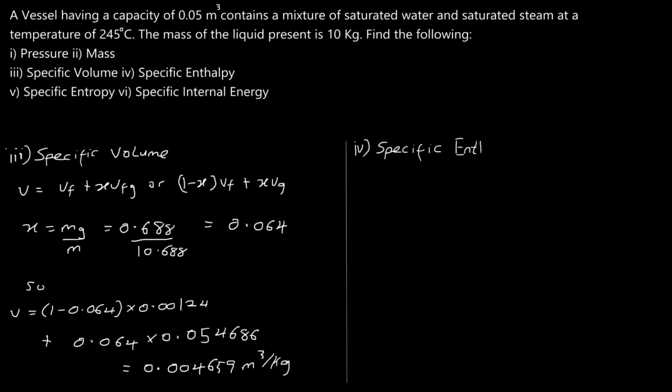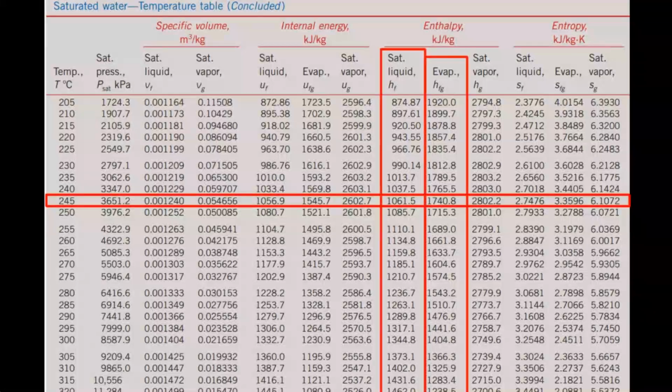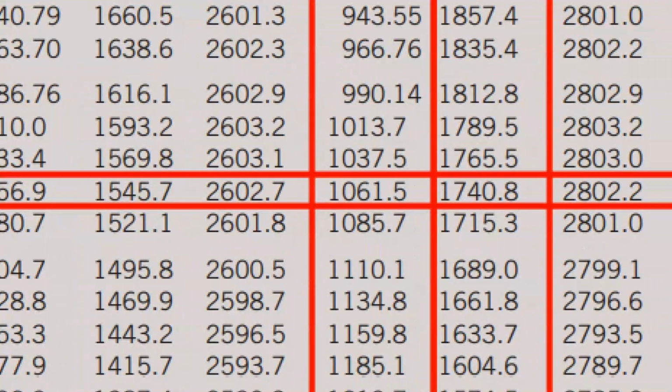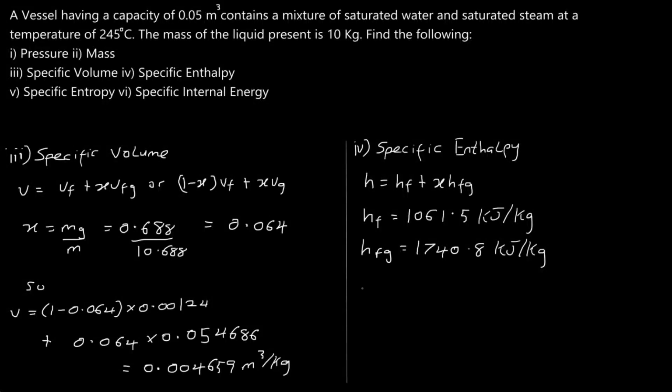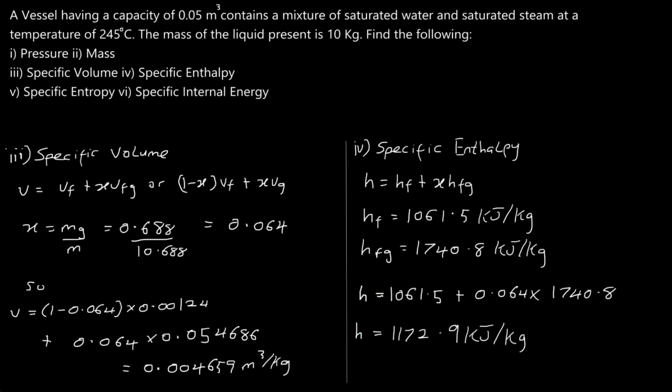For our specific enthalpy, we use h equals hf plus x hfg. And from our steam tables, we obtain hf as 1061.5 kilojoules per kg and hfg as 1740.8 kilojoules per kg at this saturation temperature. So our specific enthalpy h equals 1061.5 plus 0.064 times 1740.8, and we obtain 1172.9 kilojoules per kg as our specific enthalpy.